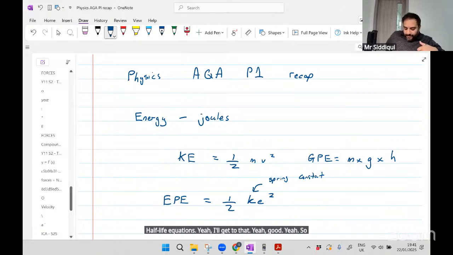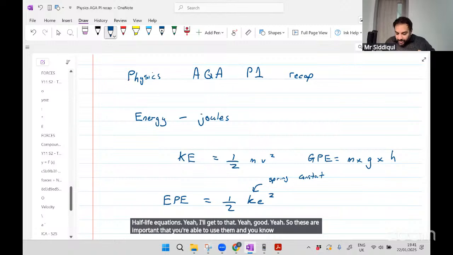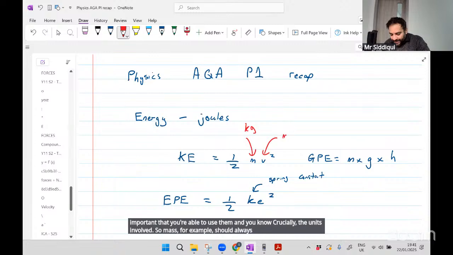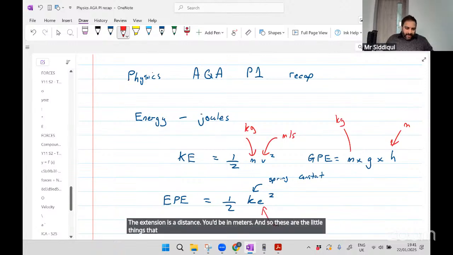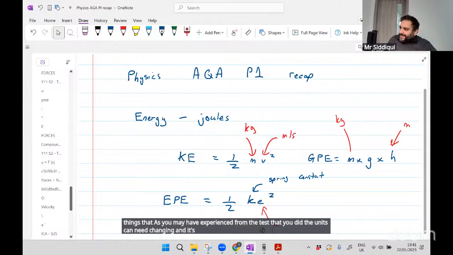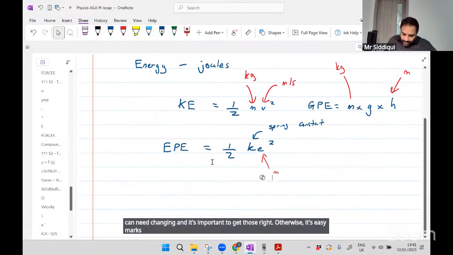So these are important that you're able to use them, and crucially, the units involved. So mass, for example, should always be in kilograms. Speed should be in meters per second. Height or distance should be in meters. Mass in kilograms. Gravity is gravity. Extension is a distance, should be in meters. And so these are the little things that, as you may have experienced from the test that you did, the units can need changing. And it's important to get those right. Otherwise, it's easy marks that you possibly lose.